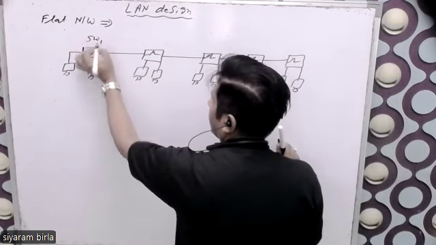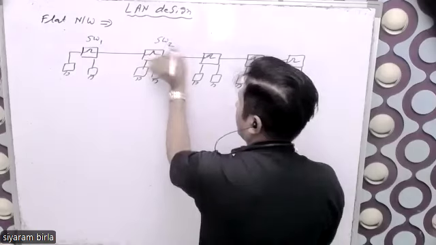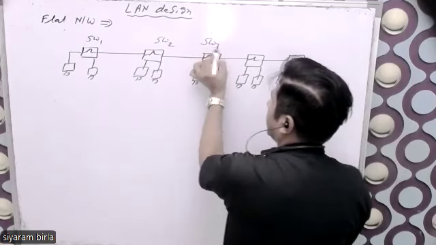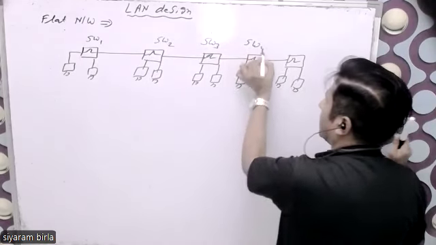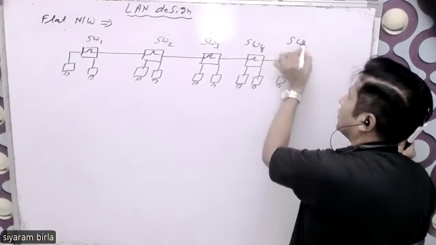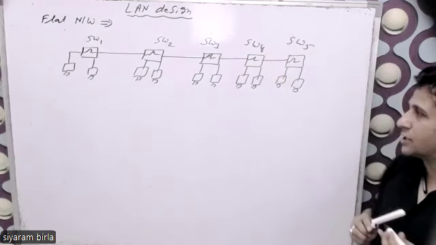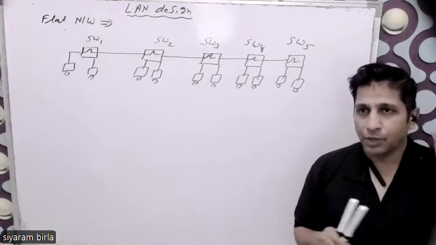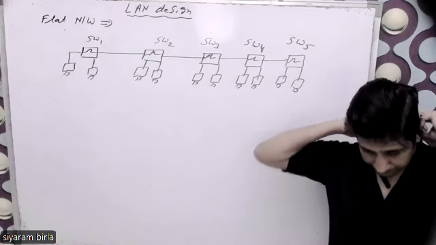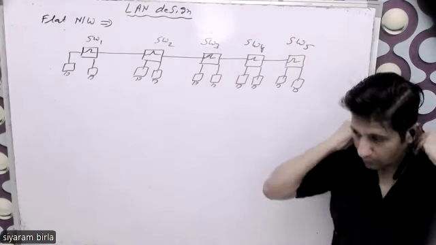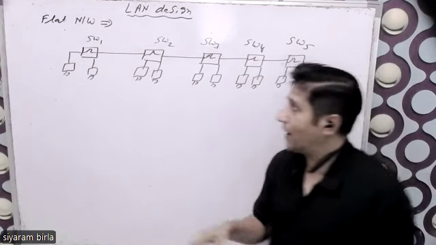Suppose this is switch one, this is switch two, this is switch three, this is switch four, this is switch five. All switches are connected serially. So is there any impact?